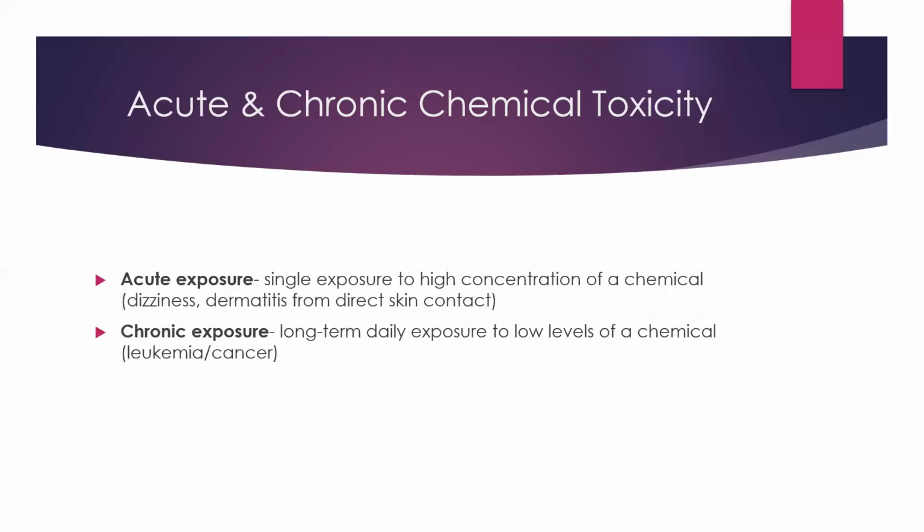As the name shows, acute exposure is more of a single exposure to a high concentration of a chemical, again leading to something like dizziness or dermatitis from direct skin contact. Chronic exposure is long-term daily exposure to low levels of a chemical, and that can lead to something like leukemia and cancer.